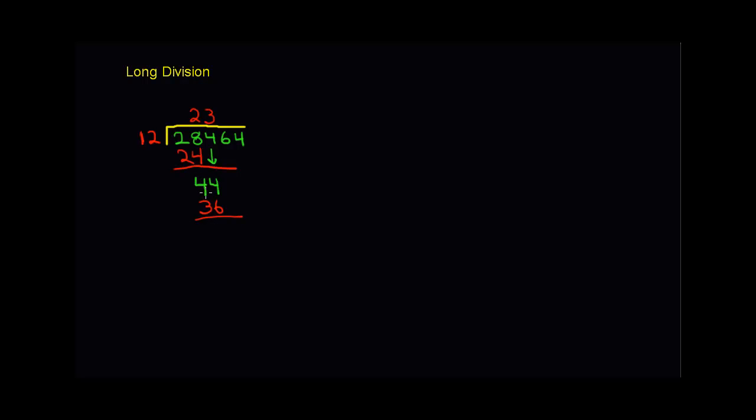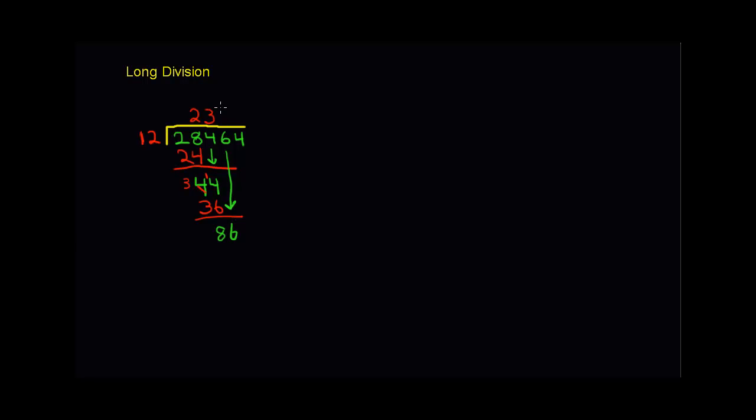Can't subtract 6 from 4, so we have to borrow 1 from the 10th spot. Reduce that to a 3, and now we have 6 from 14, which is 8, and 3 from 3 is 0. Once again, we bring our arrow down, so we keep our stuff in the right place. Drop our 6 down.